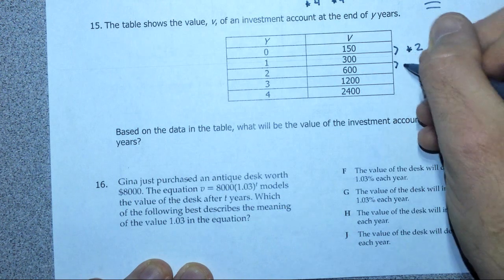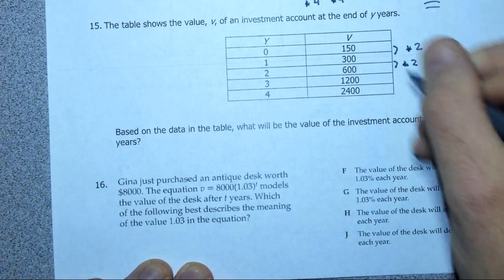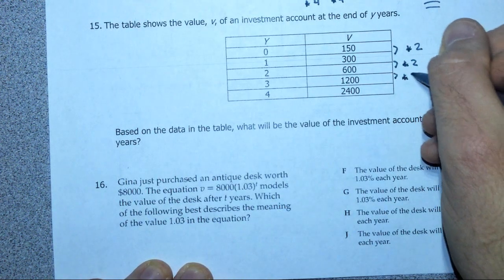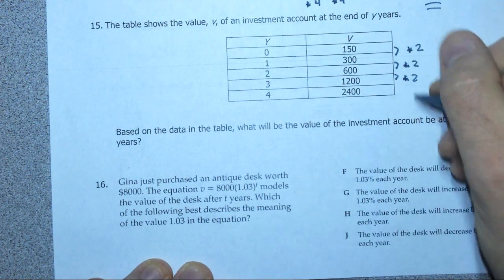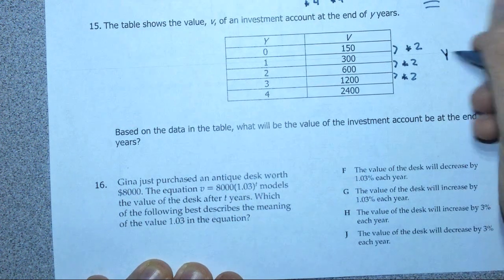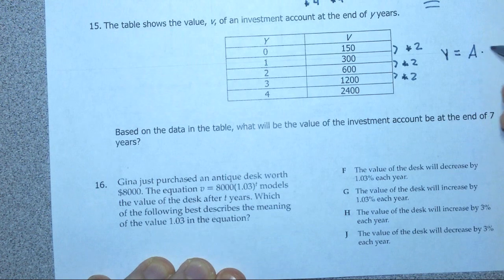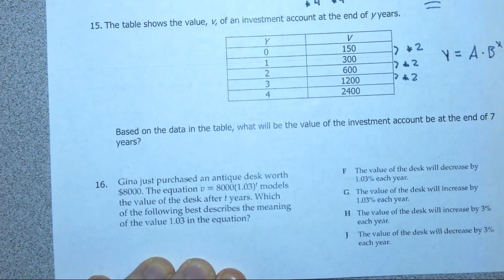Let's see if that pattern continues. Did I multiply by 2 here? Yep. So my rate is looking like it's going to be 2. I know it's going to be exponential. Remember, exponential, I have y equals a times b to the x.